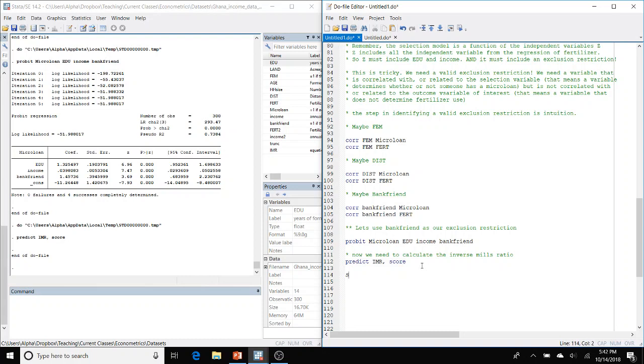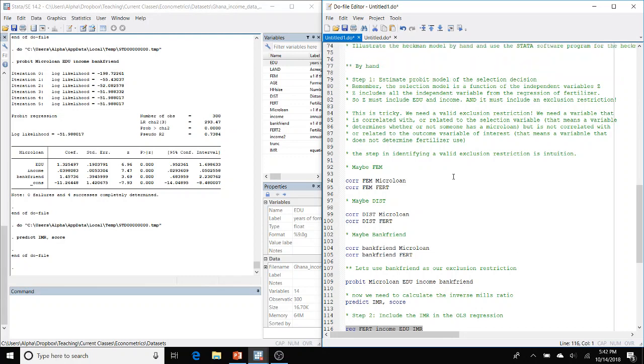And then what do we do? We go back. So this is step 2: include the inverse Mills ratio in the OLS regression. We go back to our original model, reg FERT on income, education, and the inverse Mills ratio. Now remember, we're going to be looking for the coefficient on the inverse Mills ratio. If it's significant, that would suggest that we did have bias due to the selection process, due to the incidental truncation, which means we needed to use it.